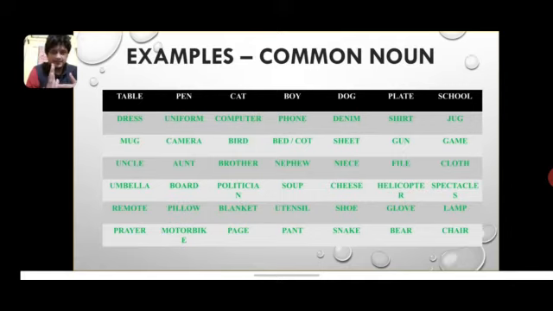For example, dress becomes dresses, camera, cameras, utensil, utensils, pant, pants, bear, bears, chair, chairs, sheet, sheets, cot, cots. So there are several common nouns, not all of them of course, that can accept a plural form as well. All right, so this is an eye opener to you. That means proper noun cannot accept plurals, whereas common noun do accept plurals.